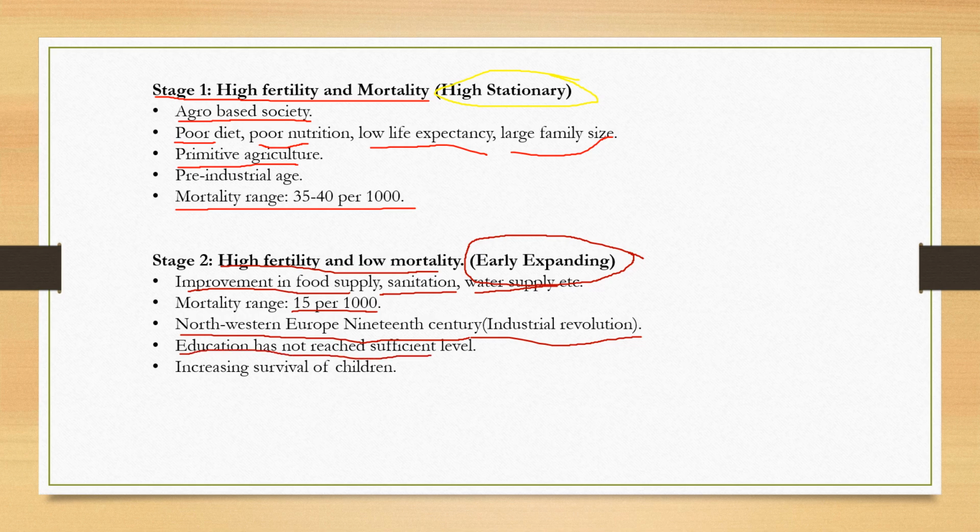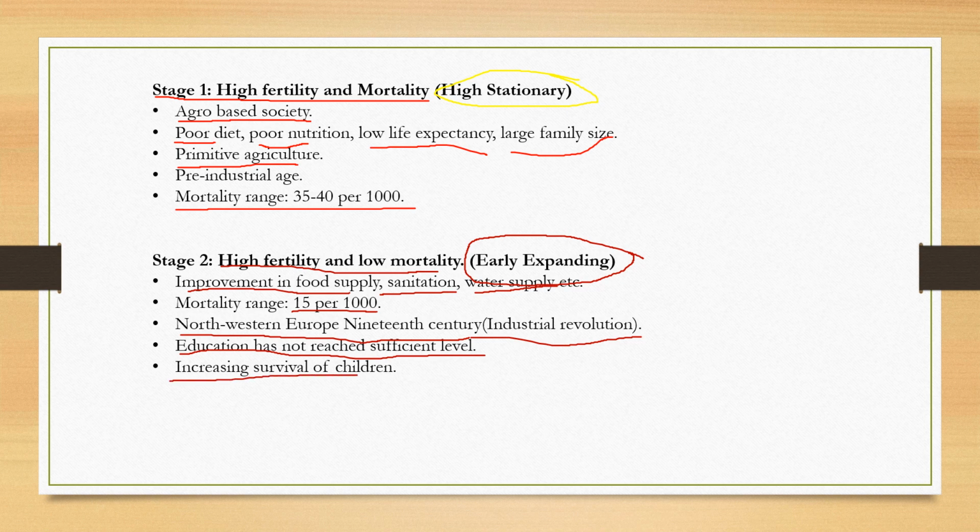Here the fertility is high, and we know that there is a relationship between fertility and education. If literacy rate and education are at a satisfying level, then the fertility rate must be slowing down. But here the education has not reached a sufficient level, that is why the fertility rate is very high. So this is not a good attribute of a society.